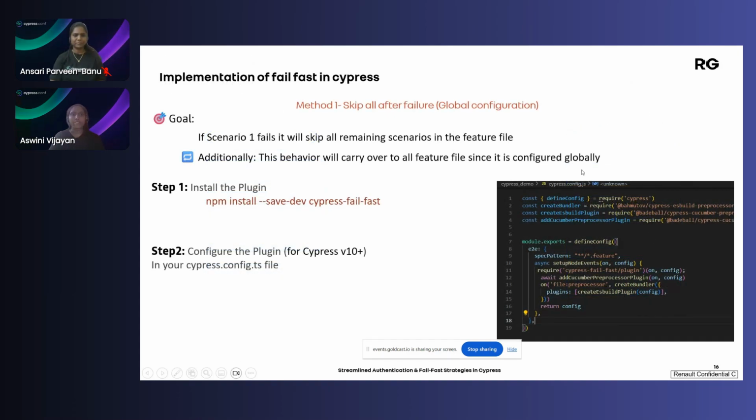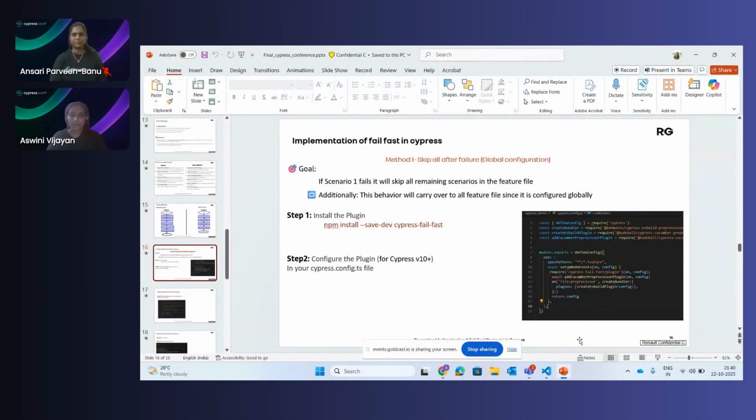Moving on to the implementation of fail fast, here I've approached two methods. The first one is global configuration, which is available in Cypress. For this, we need to install a plugin, npm install cypress-fail-fast. Once it is installed, we need to configure it in the cypress.config.js file. So let me show a demo.